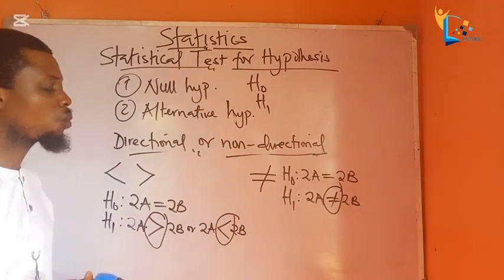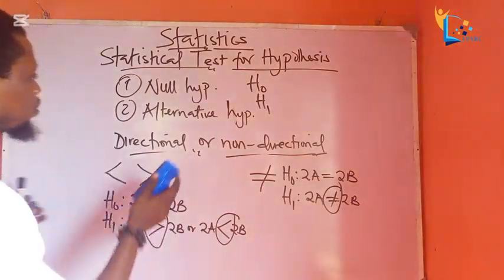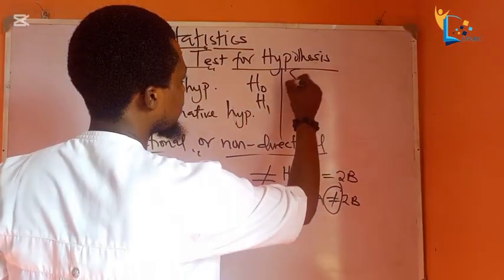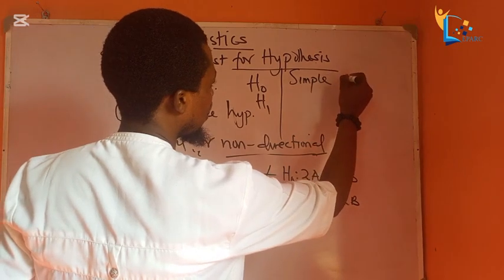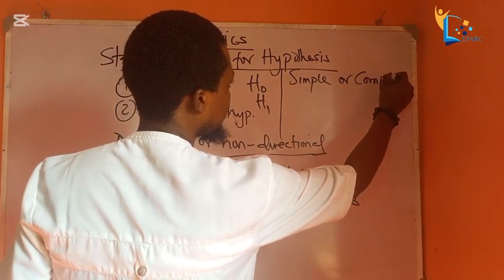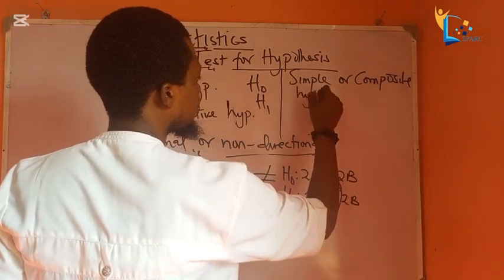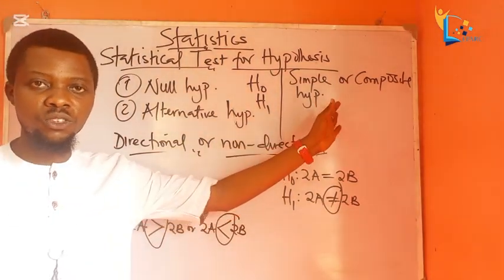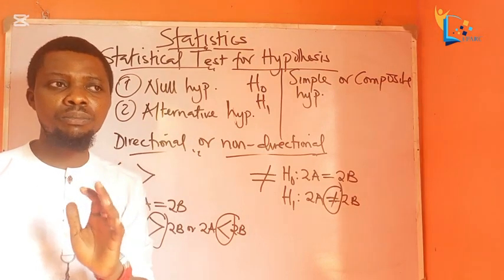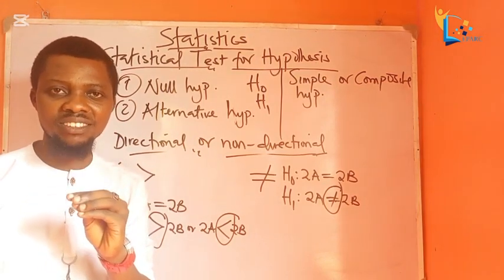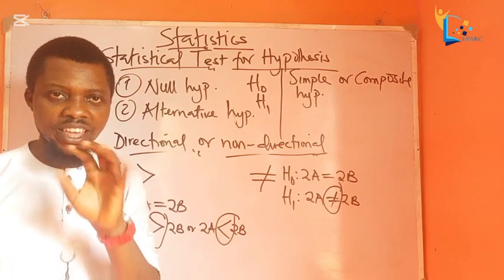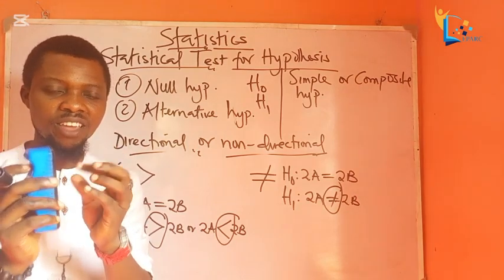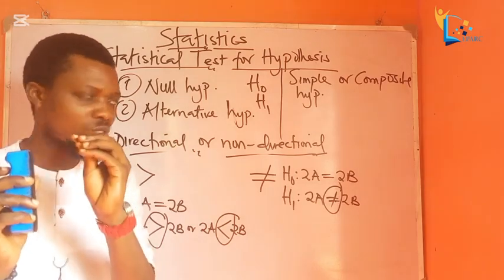Now, there's what we call the simple or the composite hypothesis. We are going to see the meaning now. A hypothesis is simple if it completely specifies the value, if the values are specific. This is what we mean.